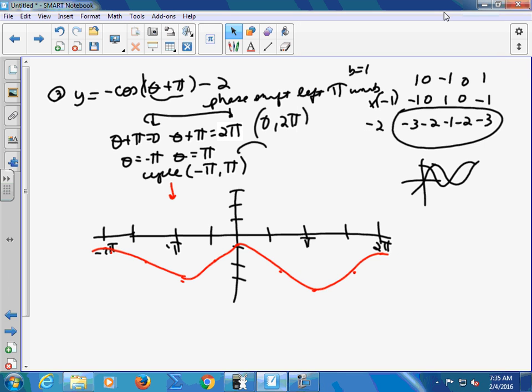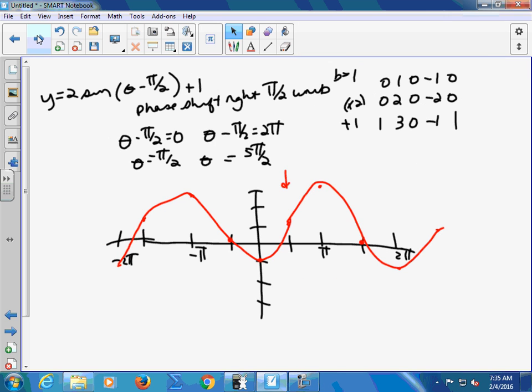All right, so then the last one was another phase shift. And again, I left your frequency 1. So we shifted this to the right. So we're going to start at pi over 2. We shifted it 90 degrees to the right, pi over 2 units to the right. So this is where we're going to start. This is our starting point for your sequence of numbers.